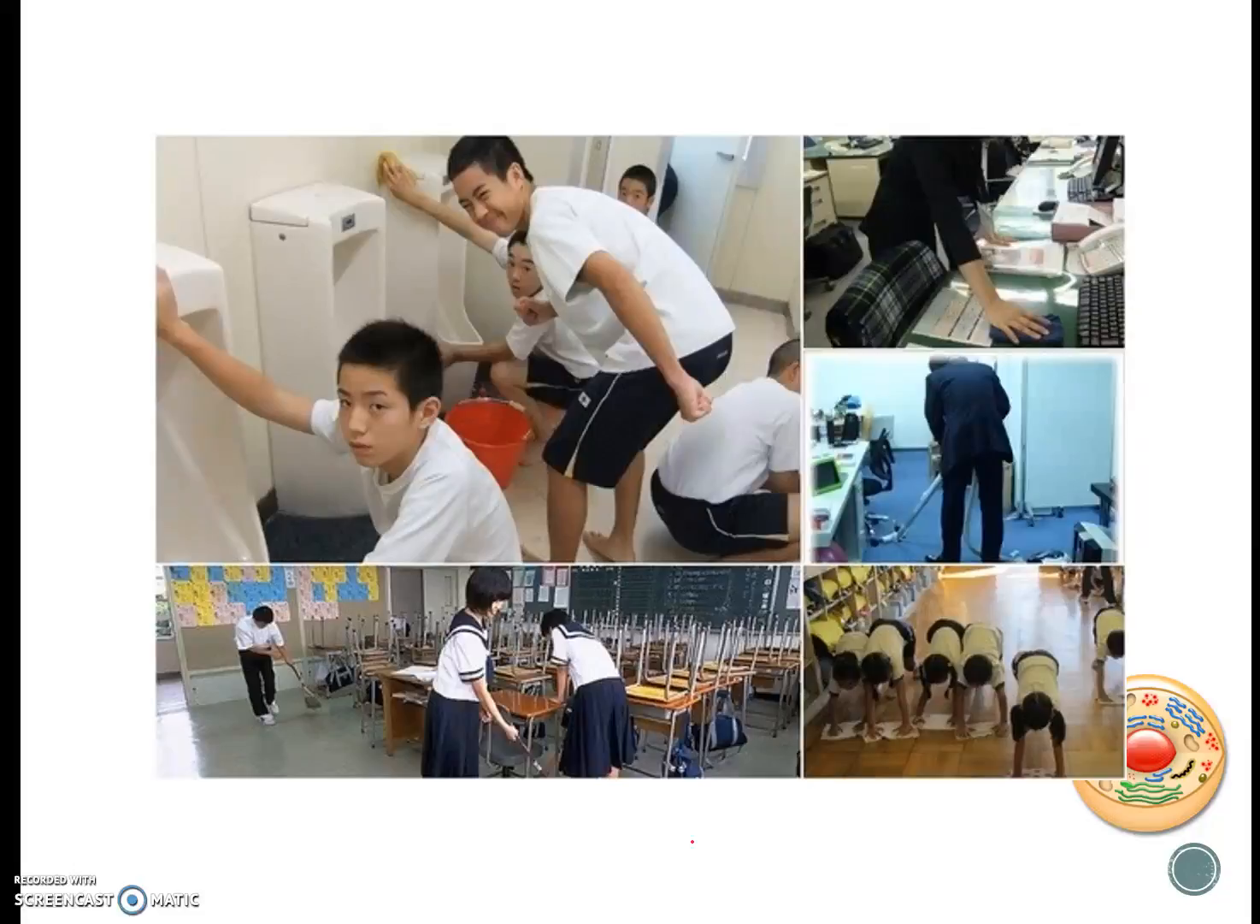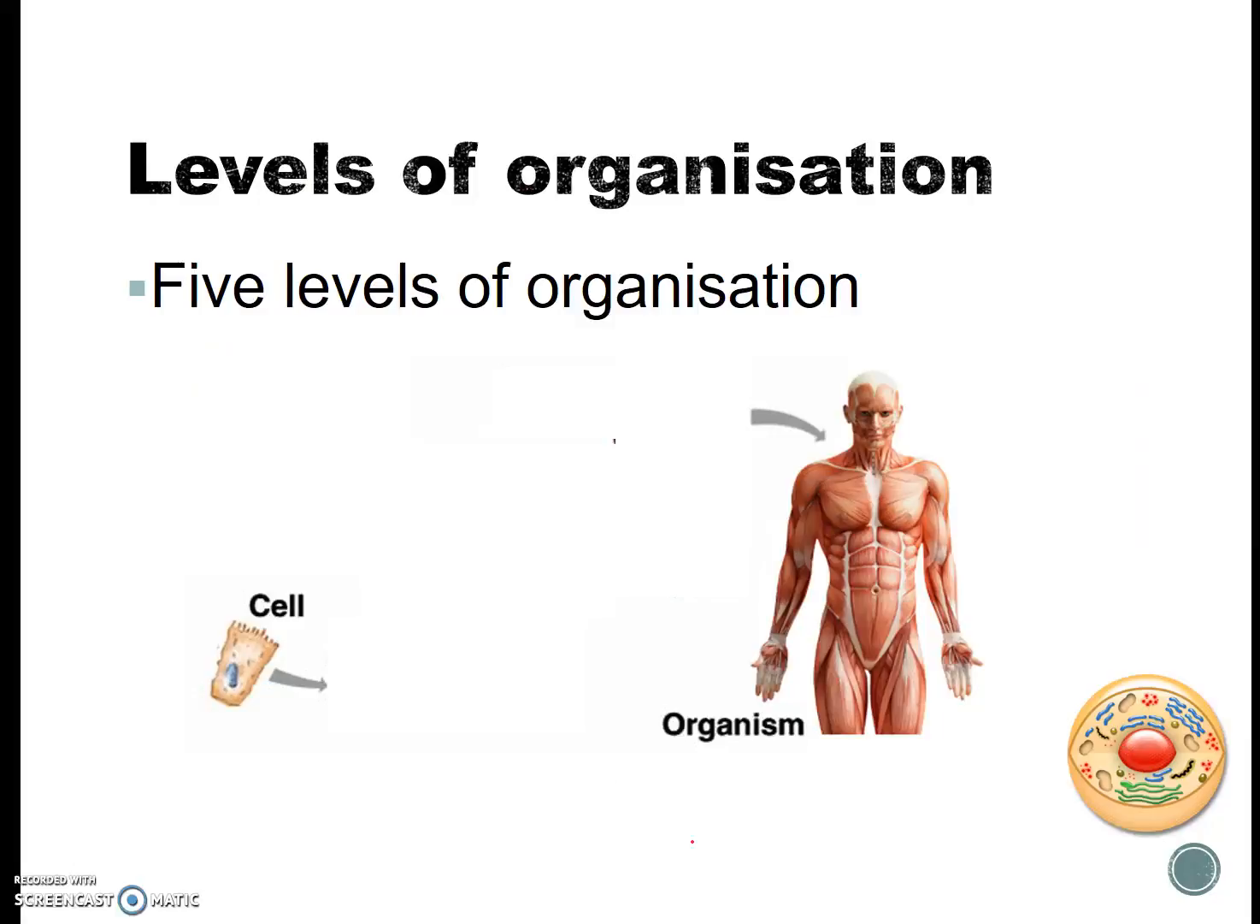So we're going to start by talking about levels of organization. Now, there are 5 levels of organization. The first level is the cell, and the last level, the 5th one, is the organism. So what are the levels in between? Maybe you still remember some from your Sec 1 years.